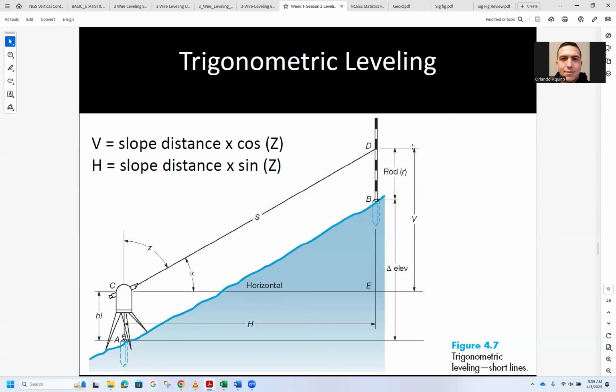Okay. Yeah, 4.7. And again, we have the difference. H is V, V. Backside. S, yep, slope distance in between C and D. H, yeah, if horizontals, yeah, H. Yep, just the horizontal distance there. And then V is the elevation difference. So V is the elevation difference and H is just the horizontal distance.